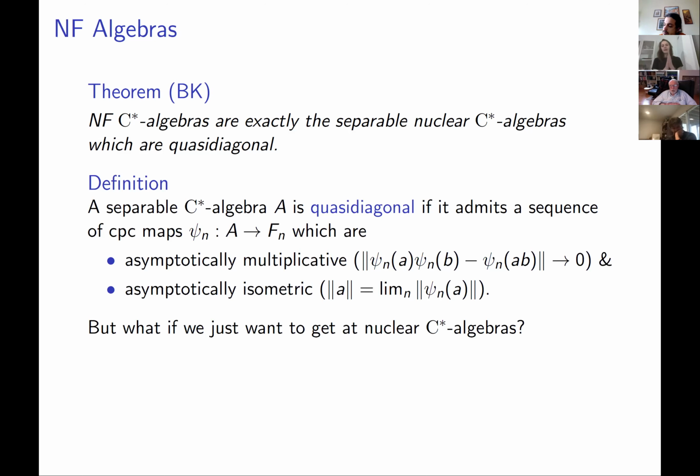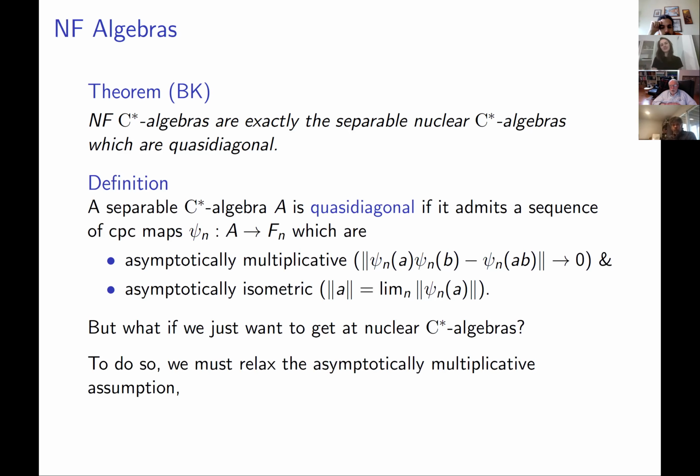So they were able to completely classify separable nuclear C-star algebras which were quasi-diagonal. And that was really the strongest thing that we could come to in terms of Kahn's injective implies hyperfinite. So I'll get to that a little bit more later on. But the question right now is, can we tease out this quasi-diagonality?